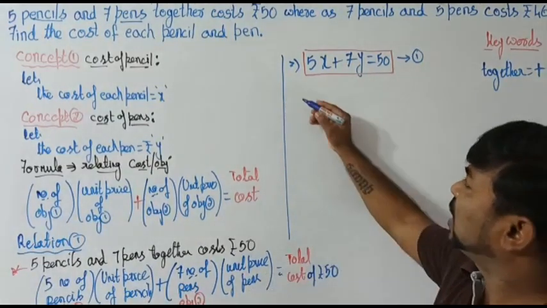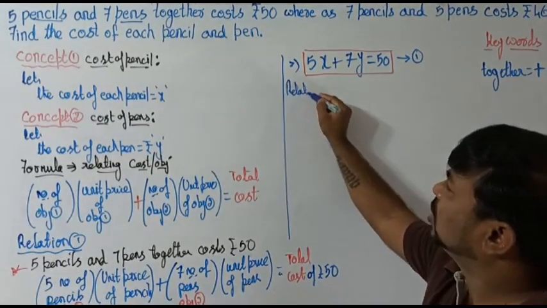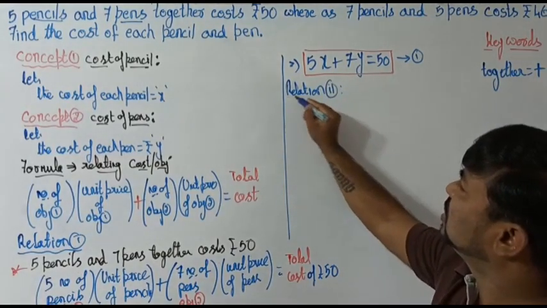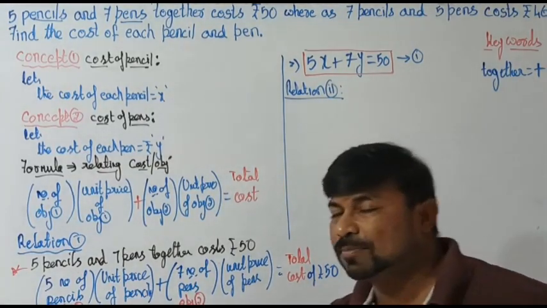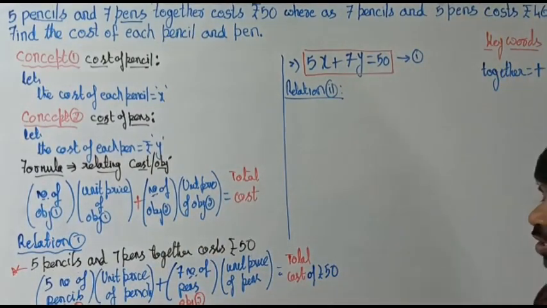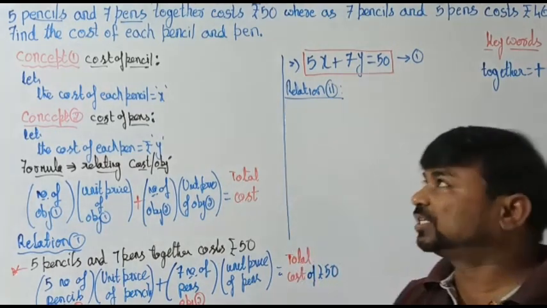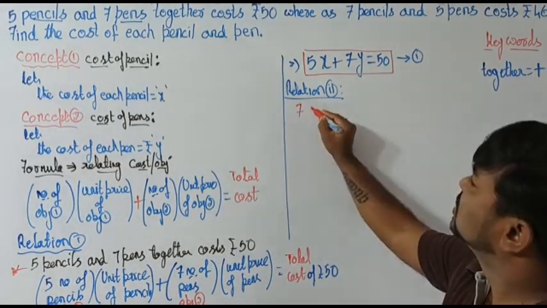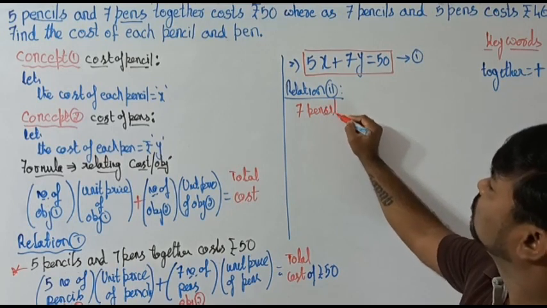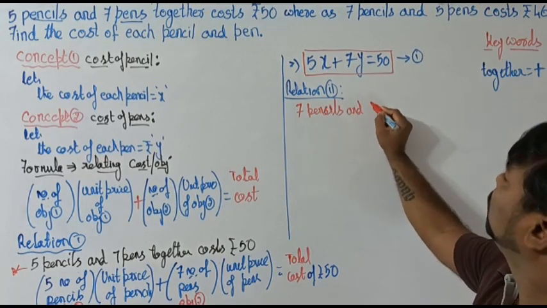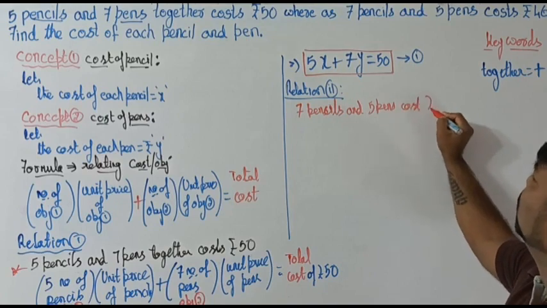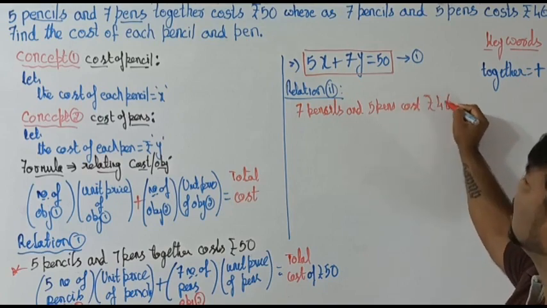Okay, now let's get back to the relation 2 he has given. What's the relation he has given? Now let's get back to the question here. 7 pencils and 5 pens cost 46 rupees. Let's write that one: 7 pencils and 5 pens cost rupees 46.